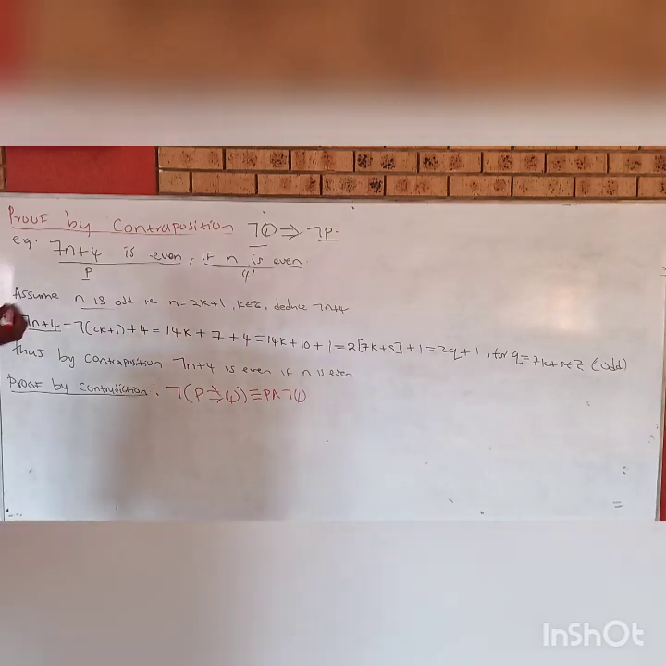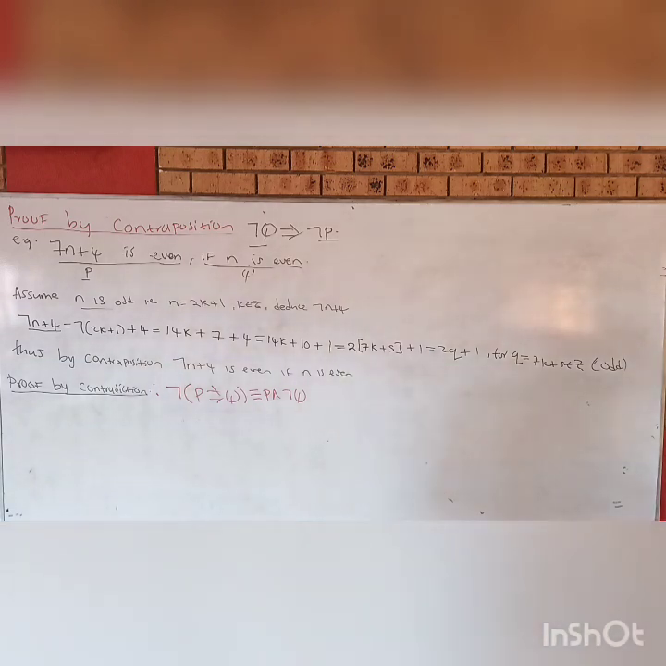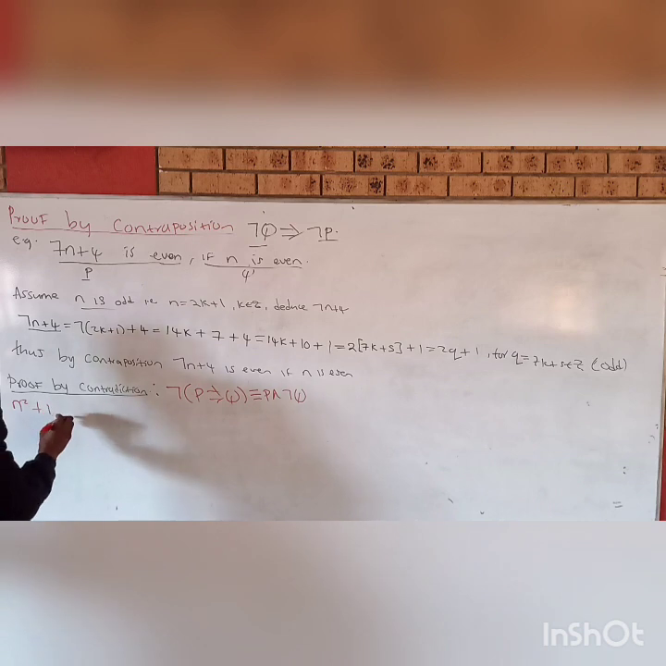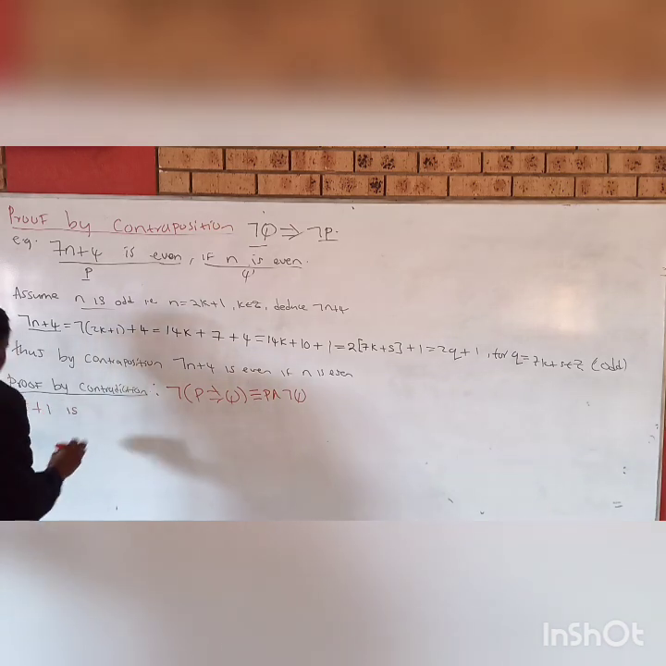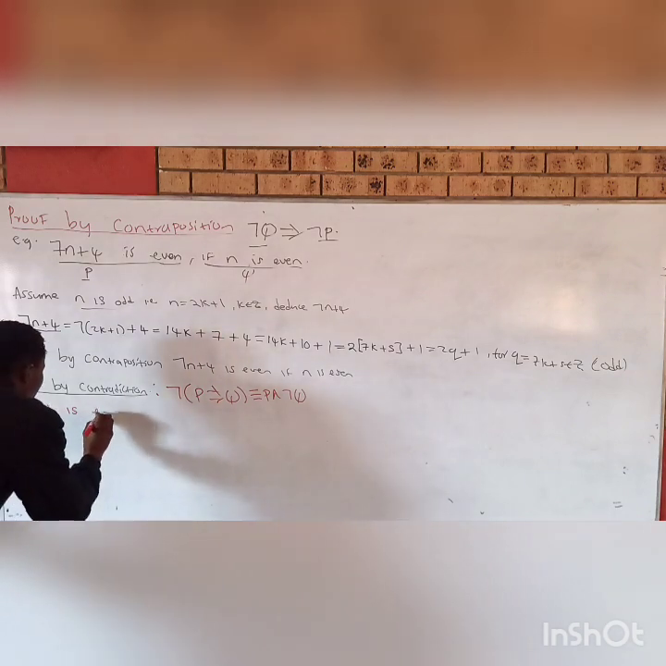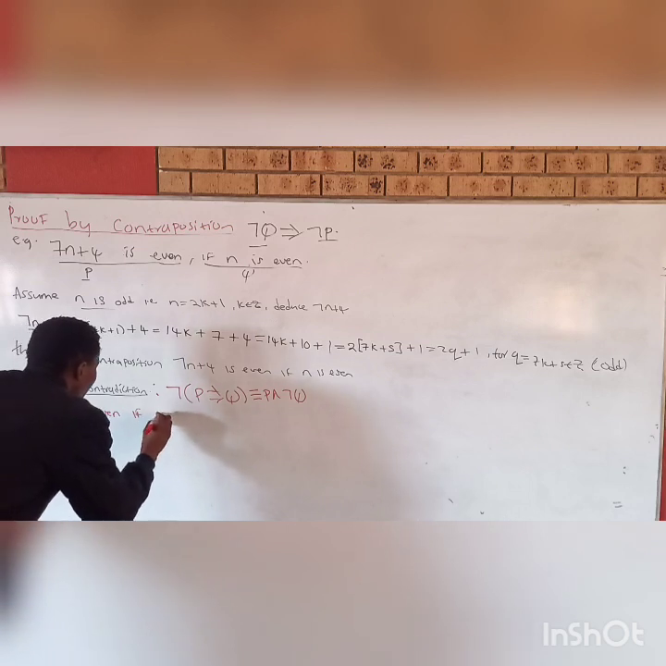So for example, let me check if I have the example here, because I don't want to give a hard example, a simple example for you to understand. Let me do this simple example, then you will get my point. n squared plus 1 is even if n is odd.